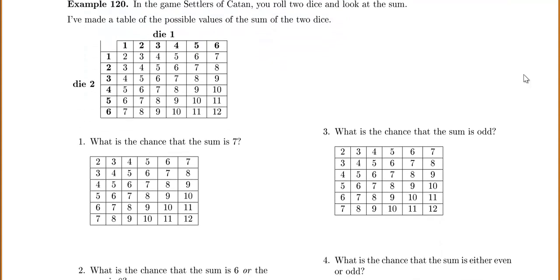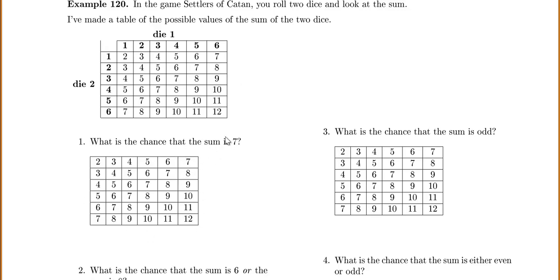Now in our next example, in the game Settlers of Catan, you roll 2 dice and you look at the sum. So I made for you a table of the possible values of the sum of the 2 dice. So for the first dice you can get 1, 2, 3, 4, 5, or 6. Second dice, same thing. And then on the inside I put all of the sums.